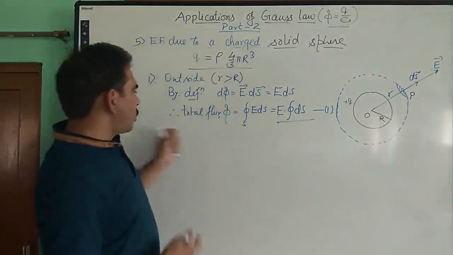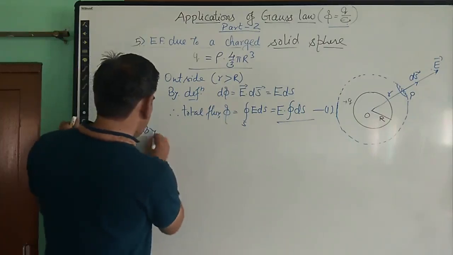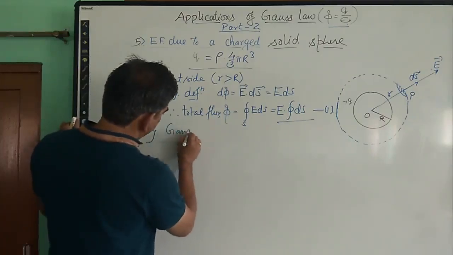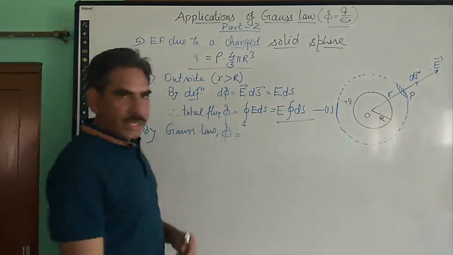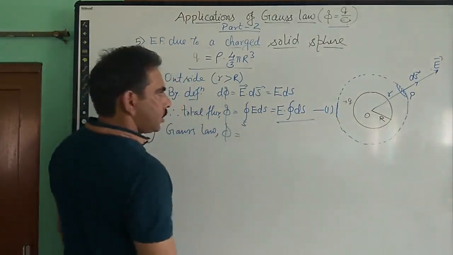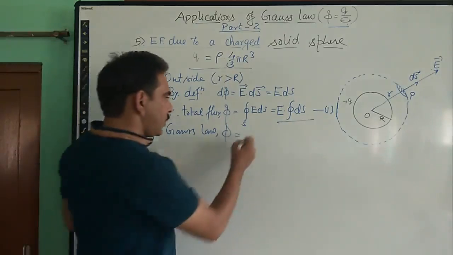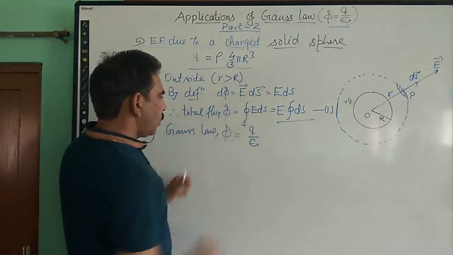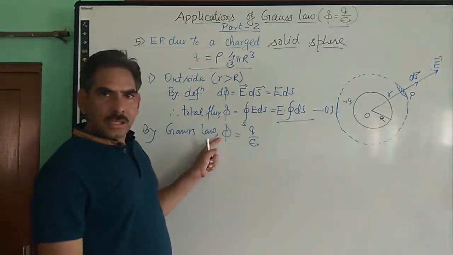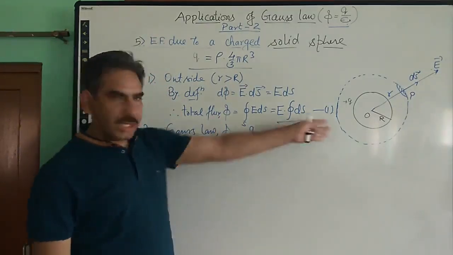If we apply Gauss law here, by Gauss law the total flux through a Gaussian surface is given by the charge enclosed by this Gaussian surface, which is Q per unit epsilon naught. Because both of these quantities are talking about the same situation.